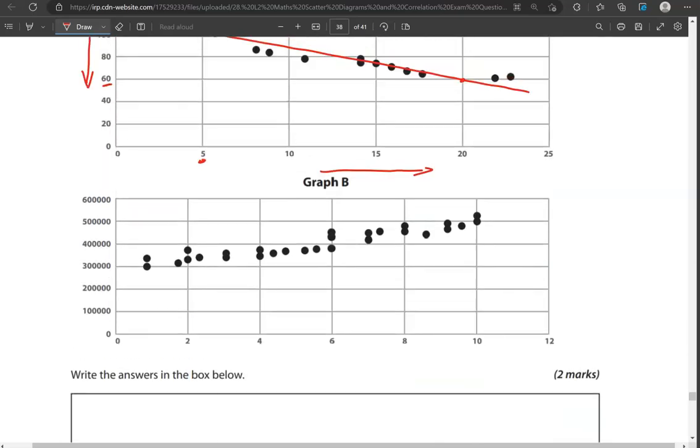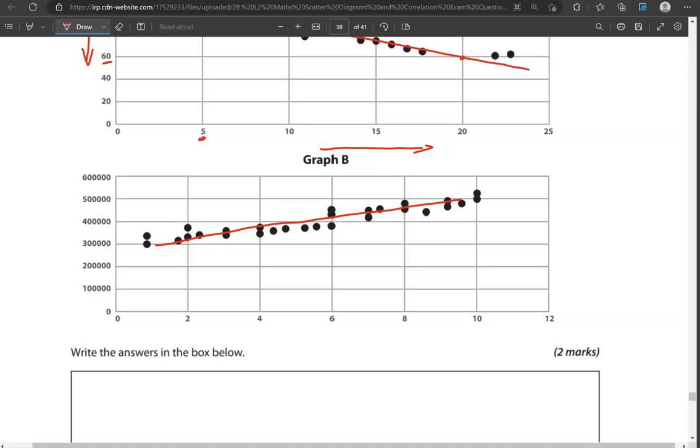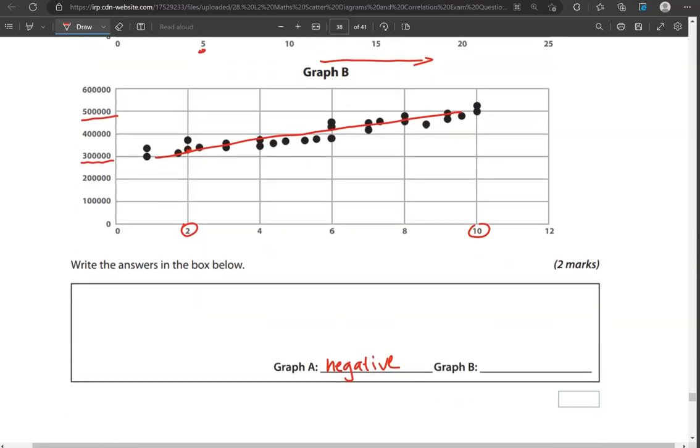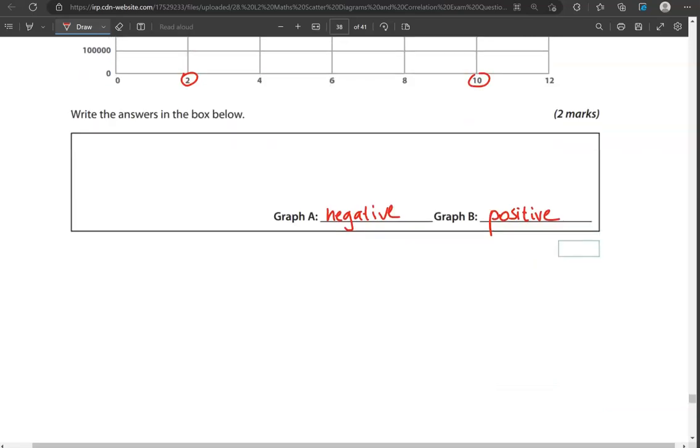B is positive, so the line of best fit goes upwards, and also that's 2 matched with about 300,000, whereas 10 is matched with about 50,000, so they've both increased. So it's a positive correlation.